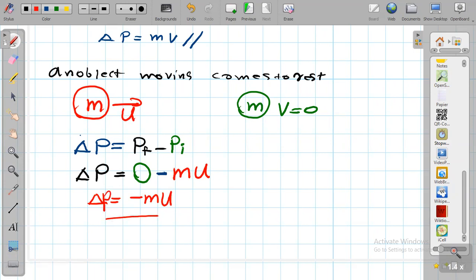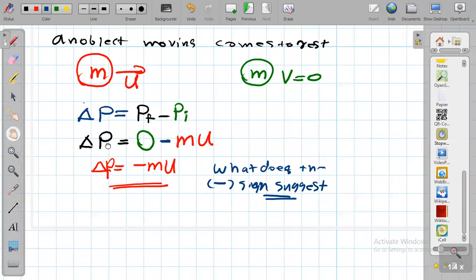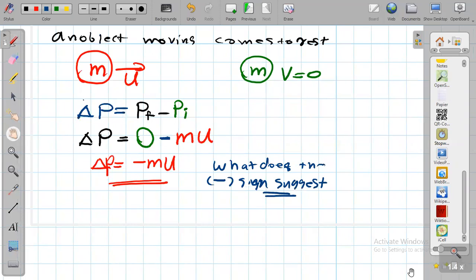Okay, so delta p is minus mu. What does this minus symbol suggest? What does the minus sign suggest? Yeah, very good. Really good. And others? Yeah, very good. Simply, we can write multiple answers for this one. Change of direction. So the momentum was acting in one direction, now the momentum is in the other direction. Or retardation.